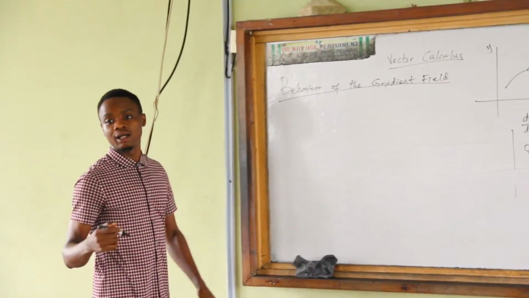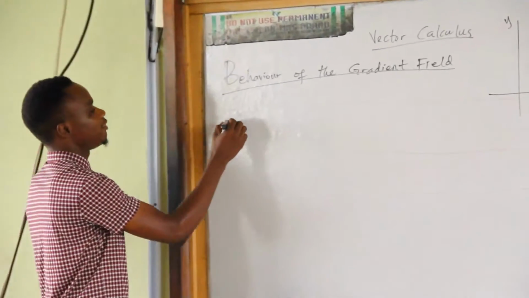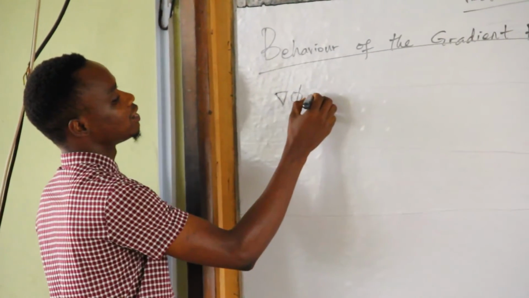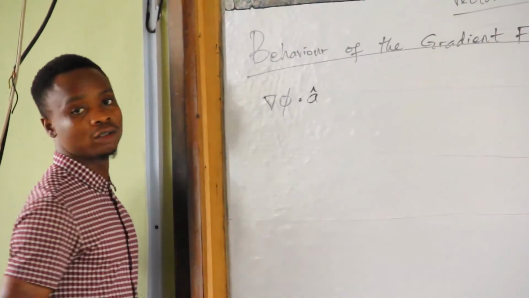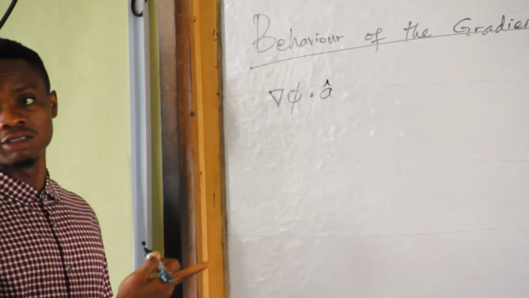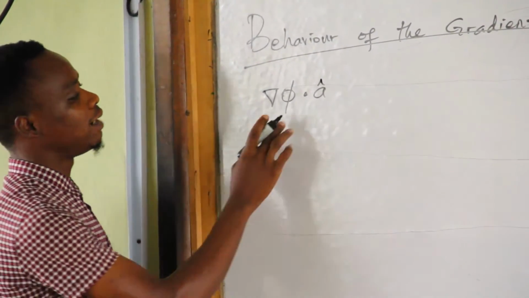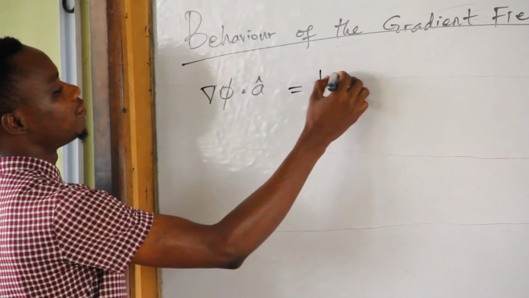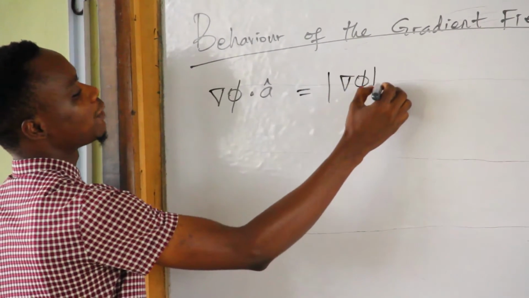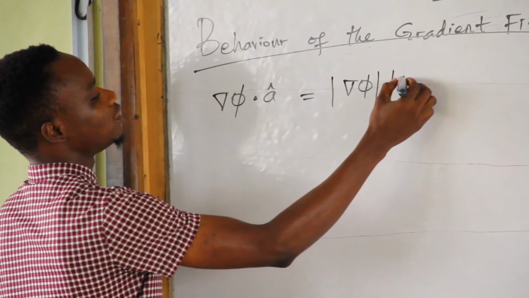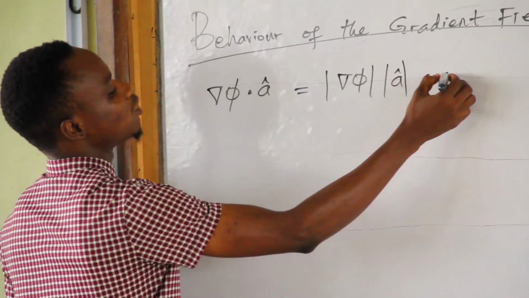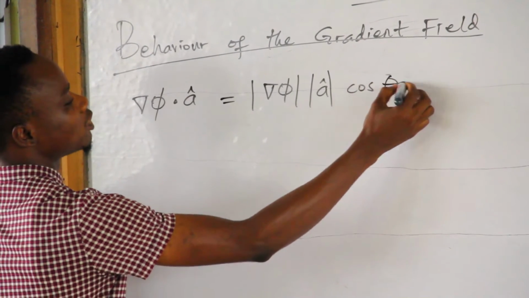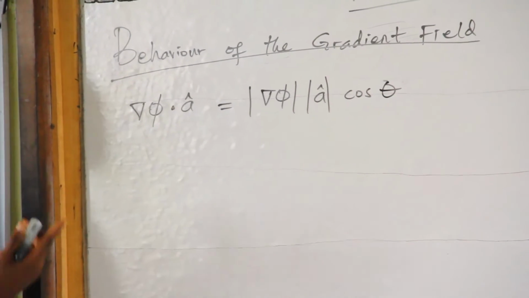Now look at this. Pay attention to this. If I have grad phi dotted with a certain unit vector, that is what the directional derivative is going to give us. Normally this should mean the modulus of nabla phi multiplied by the modulus of the unit vector multiplied by the cosine of the angle theta between them. Can you remember that? Just the product of two vectors.